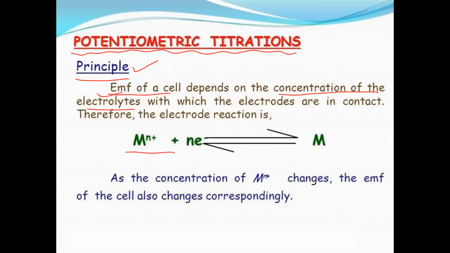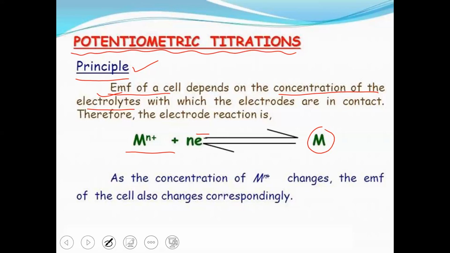It is Mn+ plus n electrons equals M. So this is a cell reaction, that means electrode reactions. Now in this case, as the concentration of the Mn+ changes, then automatically the EMF of this cell is also changed.